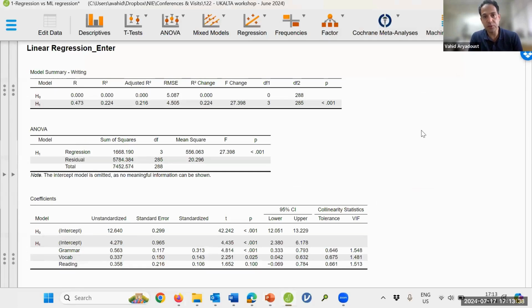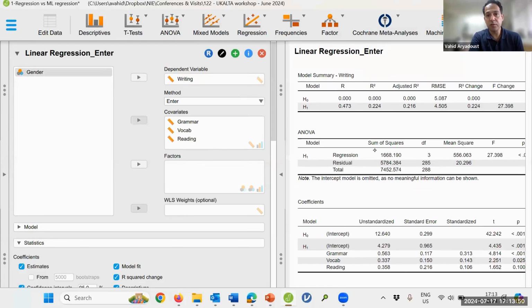Okay, other things that we need to look into are the R-squared change. You can also look at that. We have a null model, which is represented as H0. The null model is basically a regression model without any predictors, meaning it's a regression model without any of these covariates, and it's only a model with an intercept. If you want to write it down, it will be something like this.